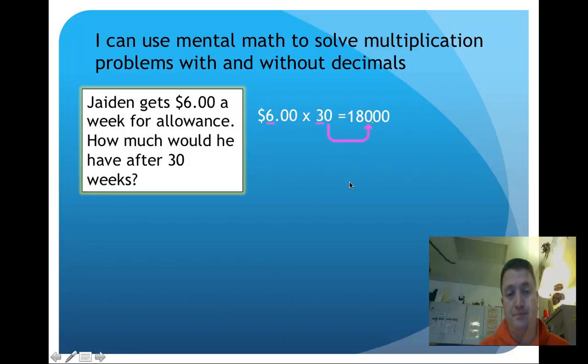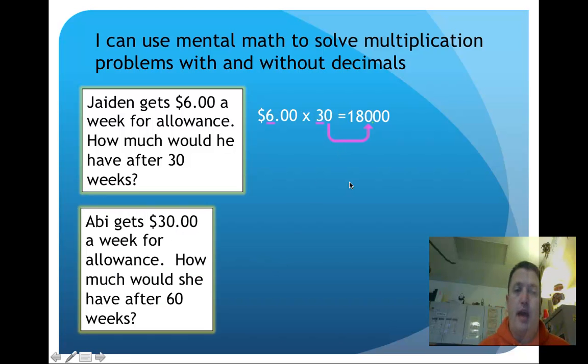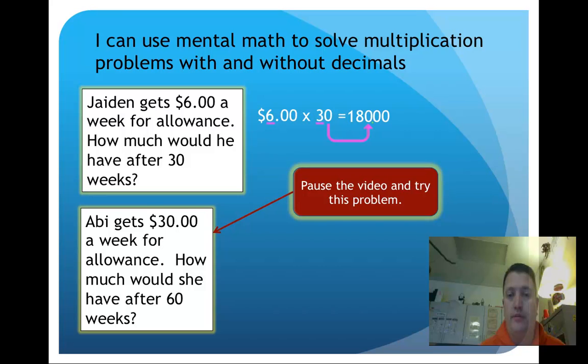Okay? So let's look at this one. Abby gets $30 a week for allowance. How much would she have after 60 weeks? Okay? So what I want you to do is pause the video and try this problem here. Okay? Just try it now and then play when you're ready. And I'm going to keep going.